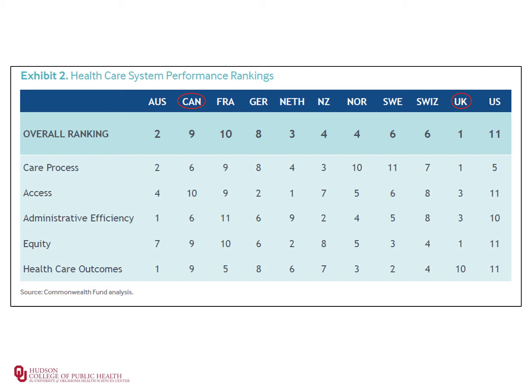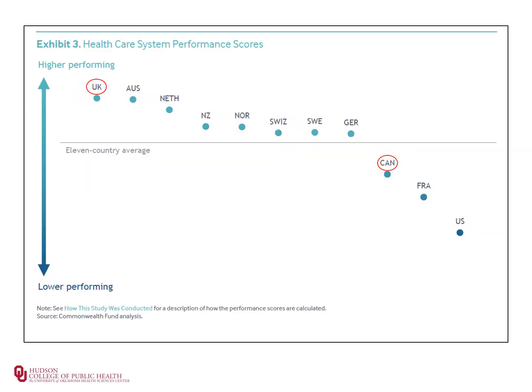And we were last with respect to access to care. That's because we have a large number of uninsured people in our country still, and it's very difficult to get in to see a primary care physician because, as we'll talk about later, we don't have enough primary care physicians. We're also last in terms of equity of care and health outcomes. So really not a very good picture of U.S. healthcare and the system as compared to other countries.